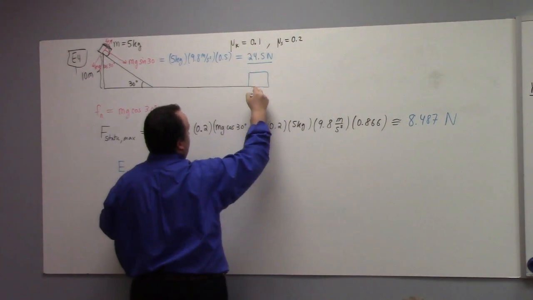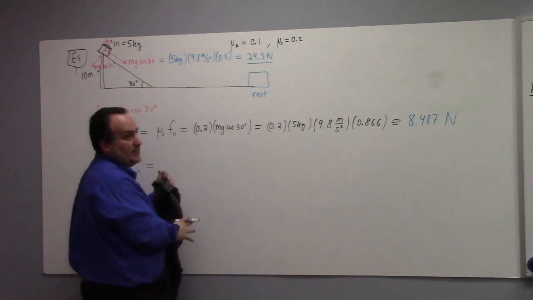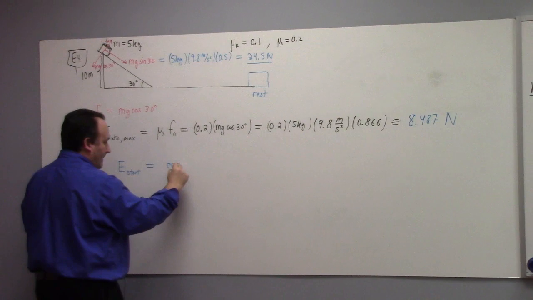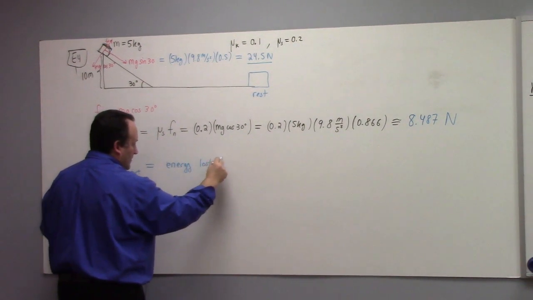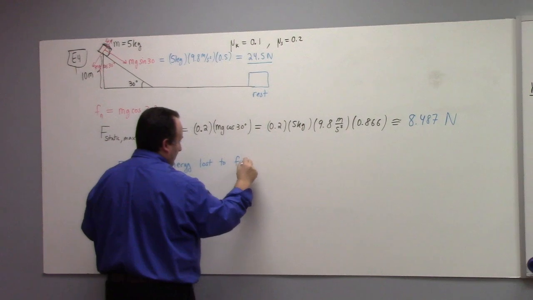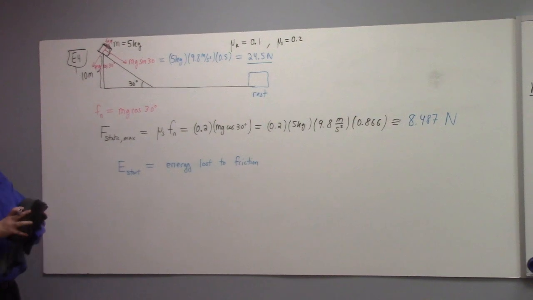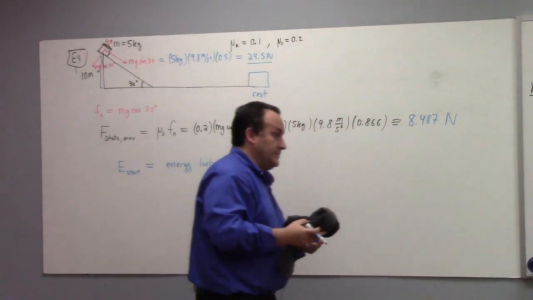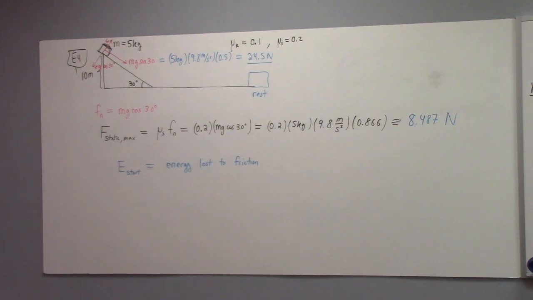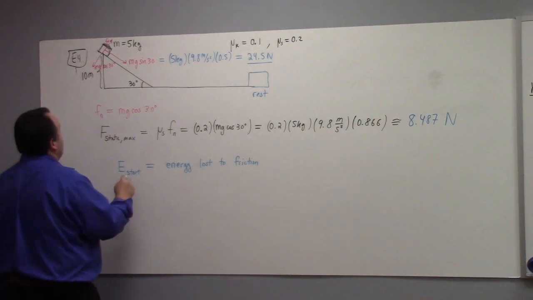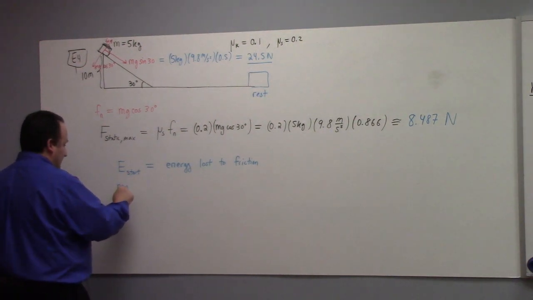Intuitively speaking, what's going on here is the energy at the start is going to be equal to what? The energy lost to friction, right? That's what's happening. Now, why does it have energy at the start? Where's the energy coming from? I said the box is initially at rest, so it's got potential energy due to gravity. So mgh is the initial energy, right?